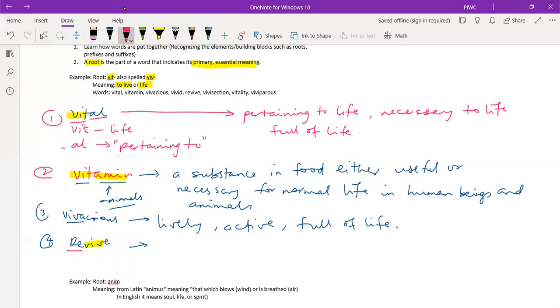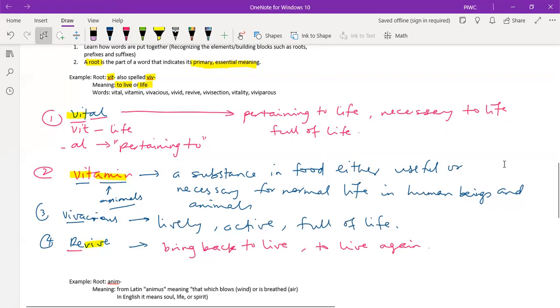This means to bring back to life, to repeat something, bring it back. So, bring back to life, or we can say to live again. So you can deduce a lot of things like that.